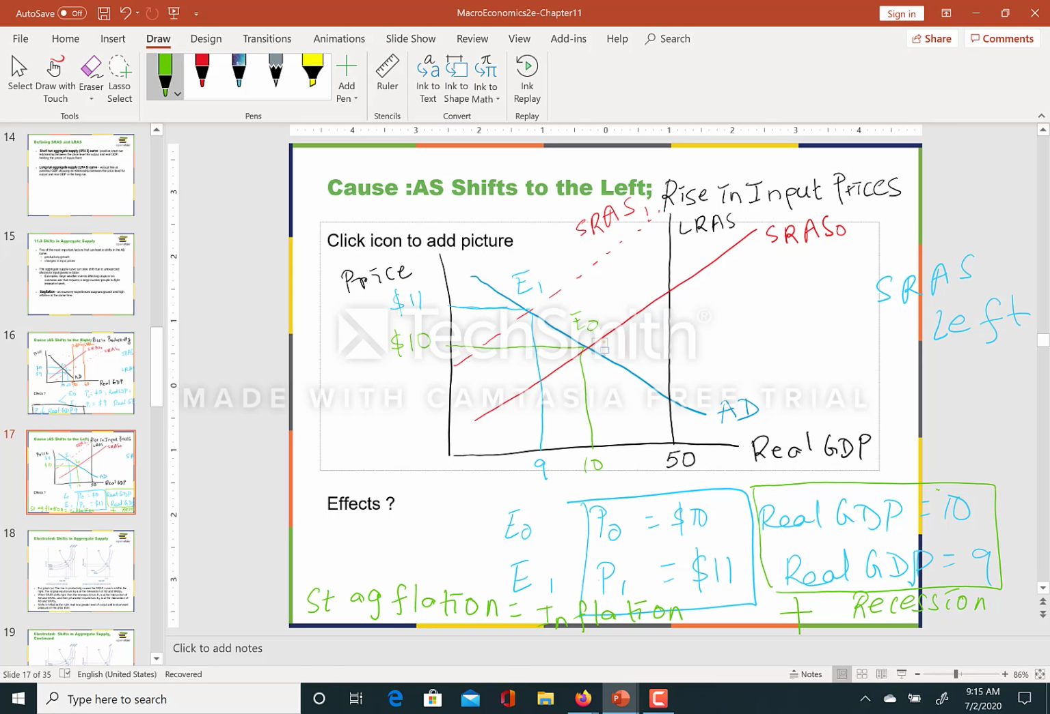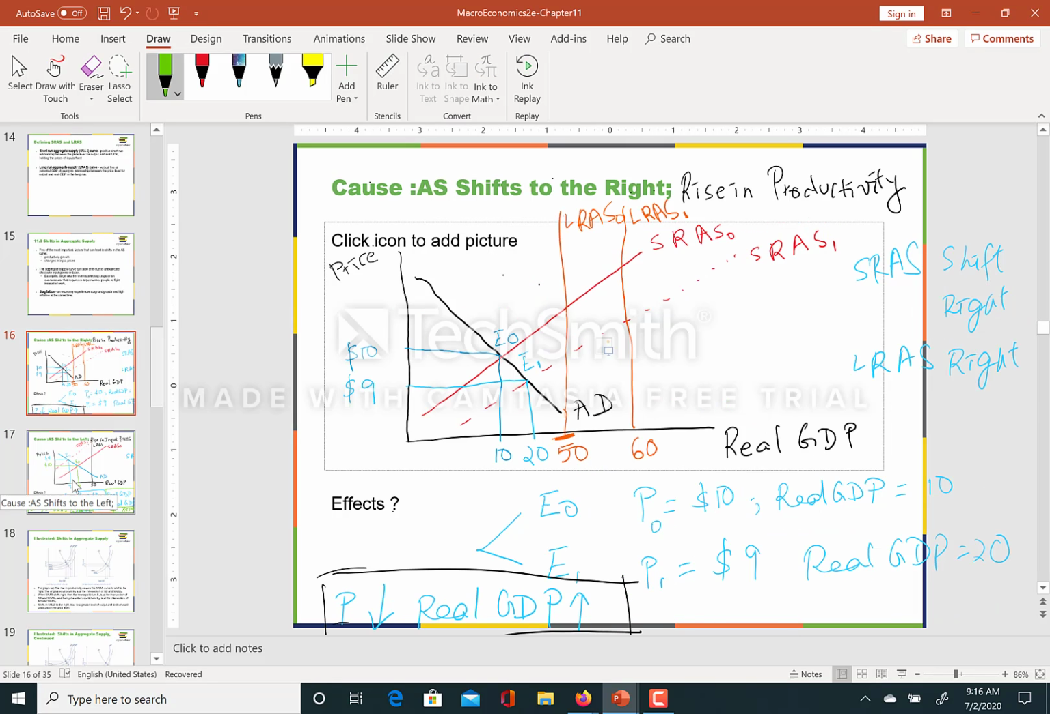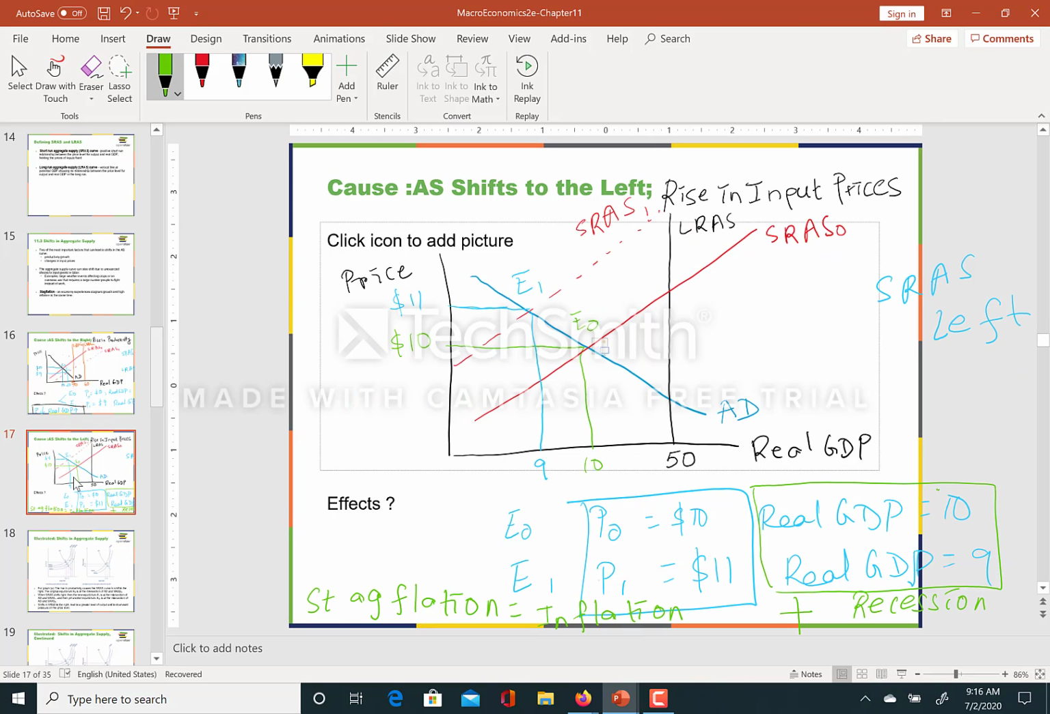One of the examples from the US economy is the oil price embargo, when the price of crude oil went up and gas was really expensive and you were paying higher prices and getting less quantity. Okay, so that is all with the shift of the aggregate supply curve to the right, which we saw due to increase in productivity, and to the left, which we saw due to increase in input prices.